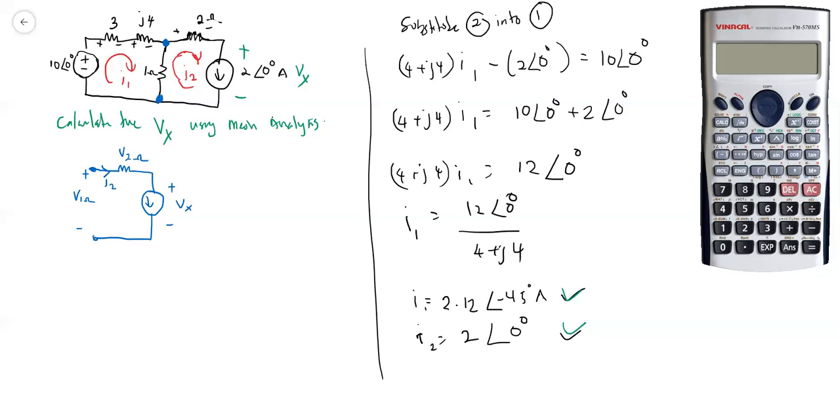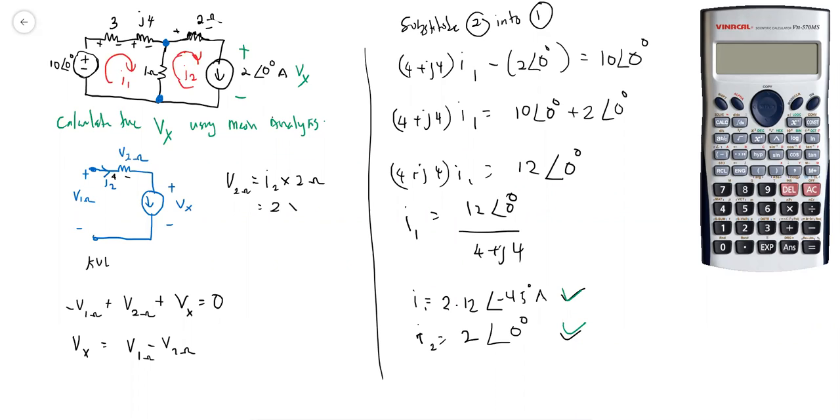From that, if you do the KVL, negative V1 ohm plus V2 ohm plus Vx is equal to 0, right? So Vx is V1 ohm minus V2 ohm. Right now V2 ohm you have already obtained. V2 ohm is I2 multiplied by 2 ohm, which is 4 volt. So what you need to do is find V1 ohm.